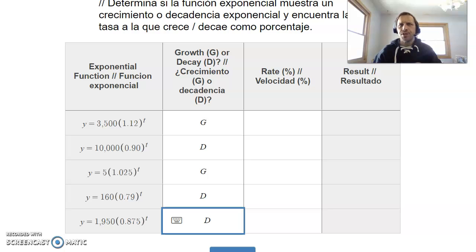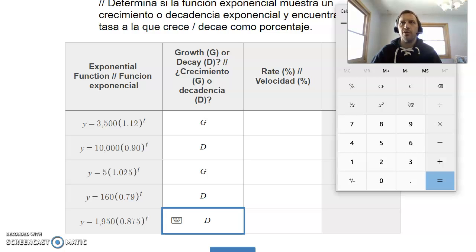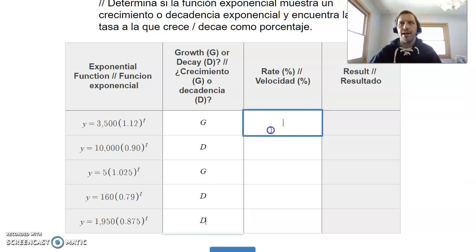Do your answers match? Right? Do you see that 1.12 is bigger than 1, so it's growing? 0.9, smaller. 1.025, just barely bigger. And 0.79, smaller. 0.875, smaller. So those are decaying. Now let's grab our calculator again. Go ahead, grab your calculator, and let's talk about what this percent rate is.